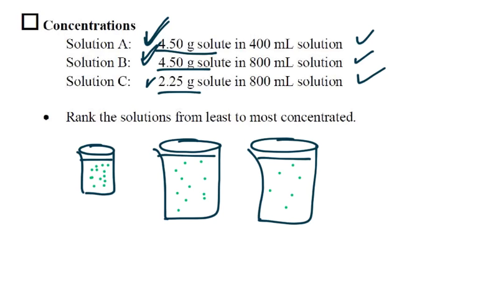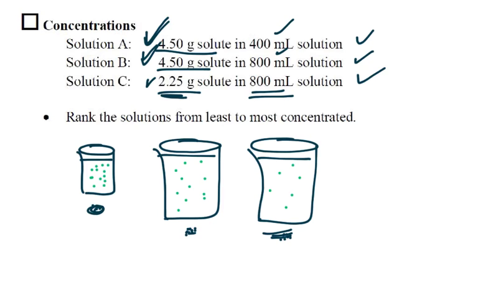So I drew three pictures, and I drew about 12 dots here, and I drew about 12 dots here. This one is in 400 milliliters, this is in 800 milliliters. So which of these is more concentrated? And obviously this is more concentrated than this one, because this is spread out, so it's more dilute. And the last one here, in the same size, I only have half as much solute, so I just drew about 6 dots. And you can see that that's going to be the most dilute.